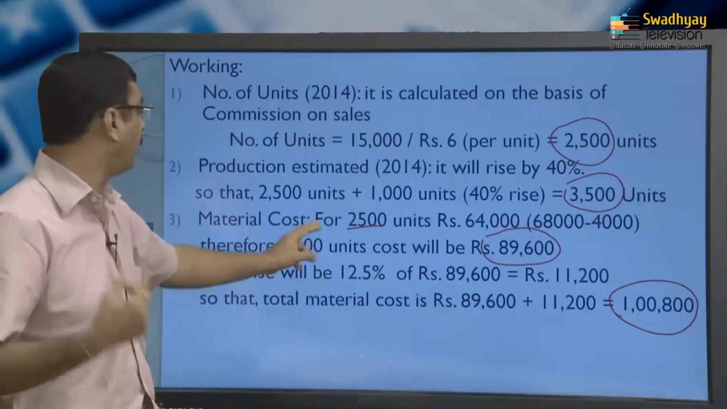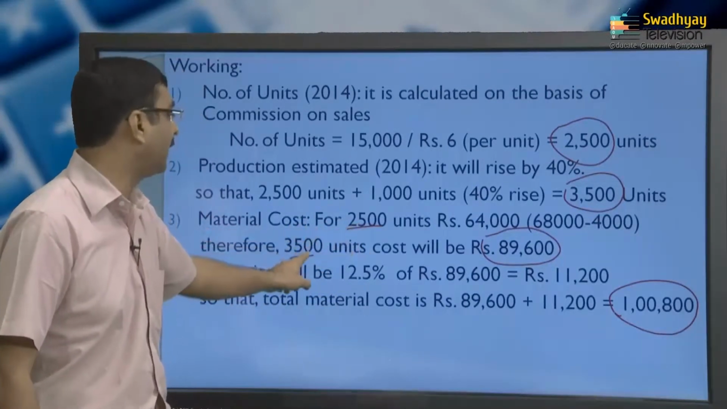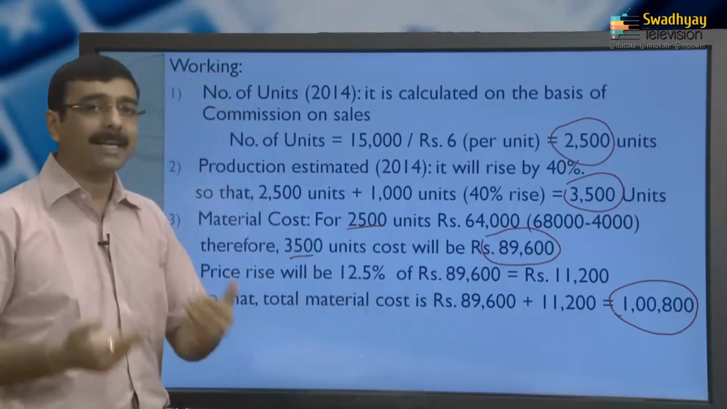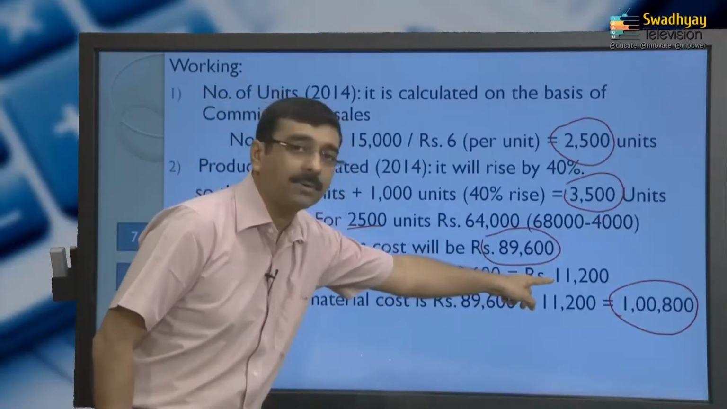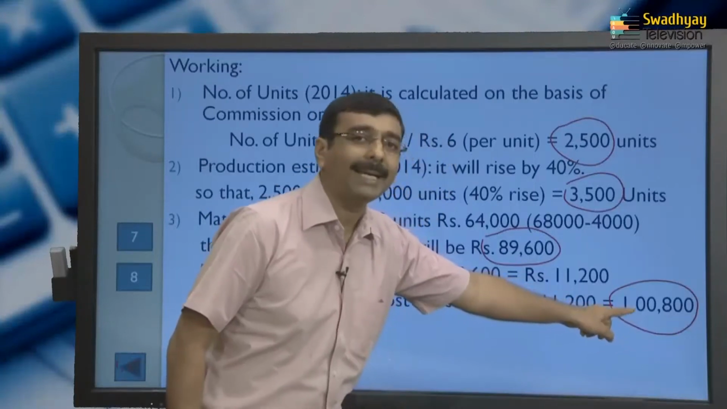There are two changes. The first is the proportional number of units, 2500 to 3500, which on calculation comes to 89,600. The second change is the 12.5% increase in material cost, which is 11,200. On this basis, the total would be around 1,800,000 rupees.